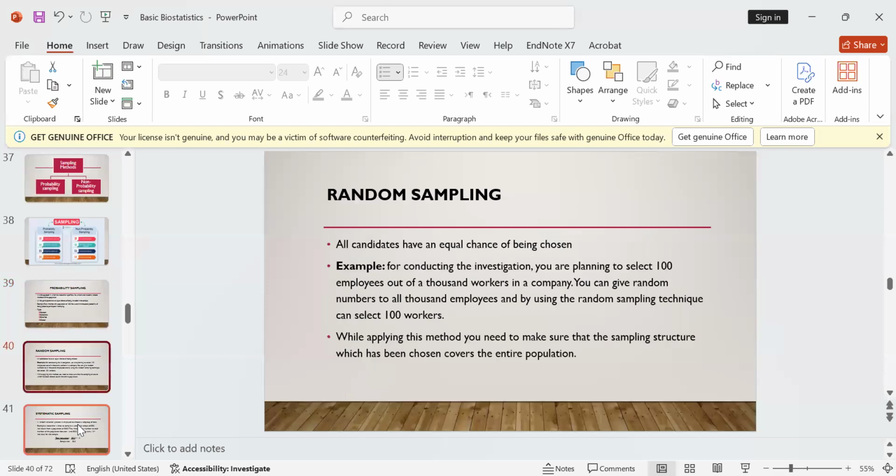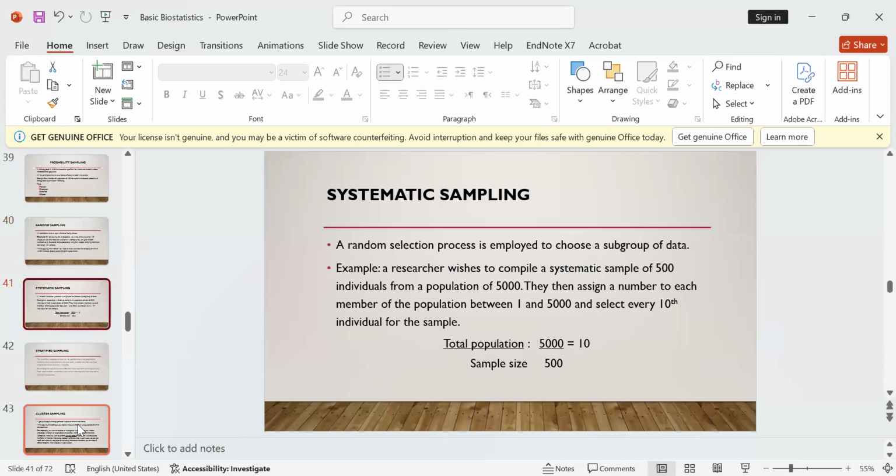Random sampling. All candidates have an equal chance of being chosen. For example, for conducting the investigation, we are planning to select 100 employees out of 1,000 workers in a company. We can give random numbers to all the 1,000 employees, and by using the random sampling technique, we can select 100 workers. While applying this method, we need to make sure that the sampling structure which has been chosen covers the entire population.